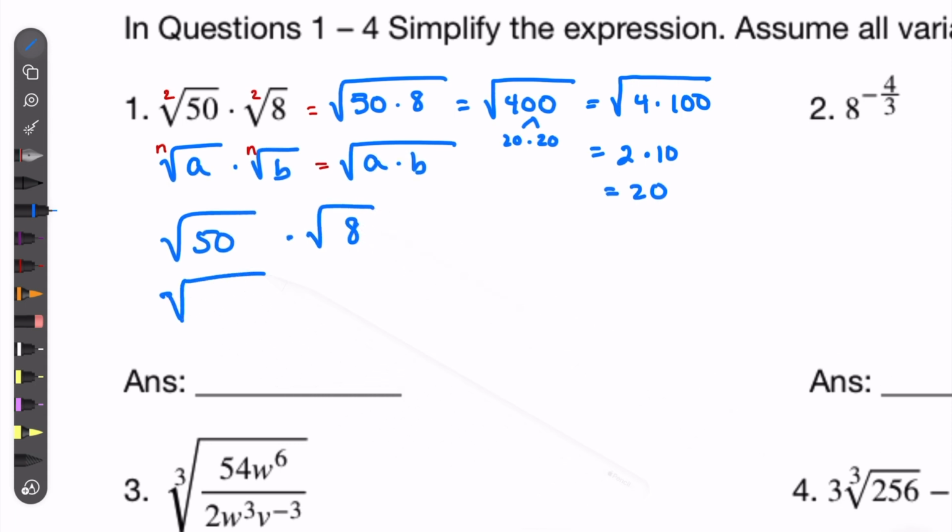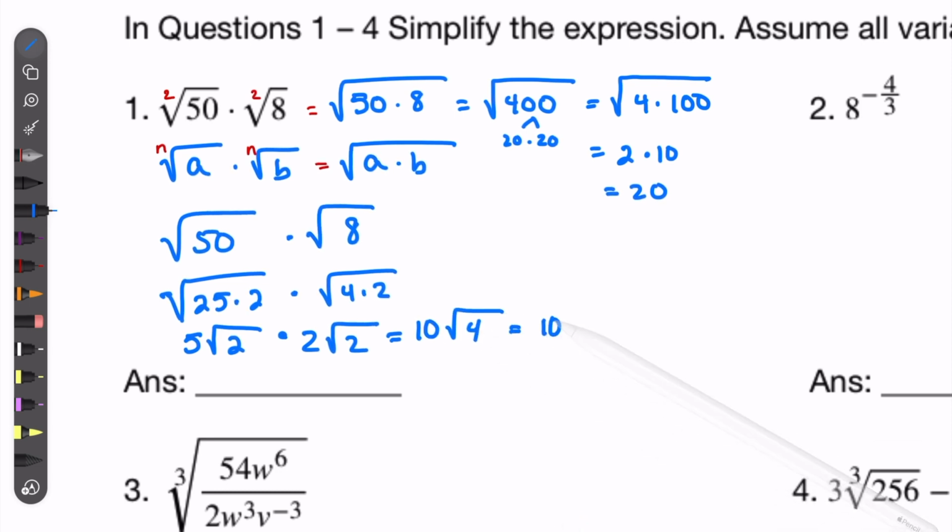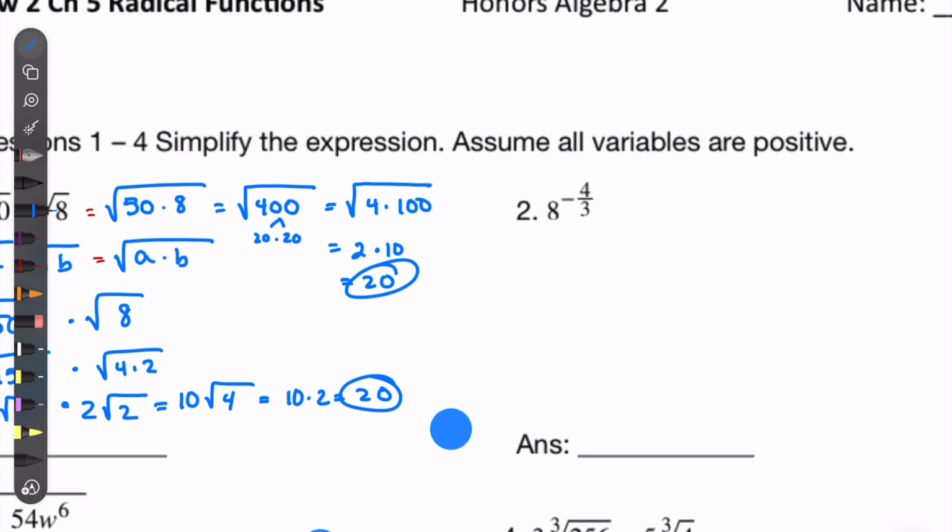I don't want to multiply those things together. Right, 50 is 25 times 2, which is the square root of 25, which is 5 root 2. I simplify the root 8, and I think of it as a 4 times 2. I can square root the 4, so that's 2 root 2. And then on the outside, I get 5 times 2, 10. On the inside, I get 2 times 2, 4, which is 10 times 2, which is 20, that way. Either way, you get the same answer.